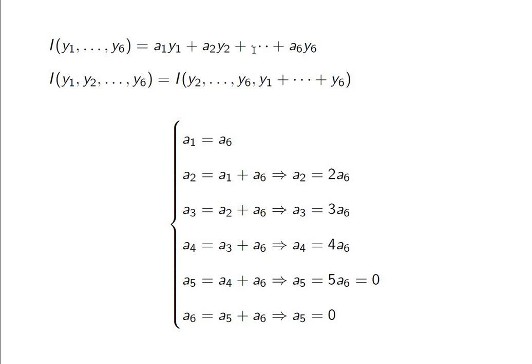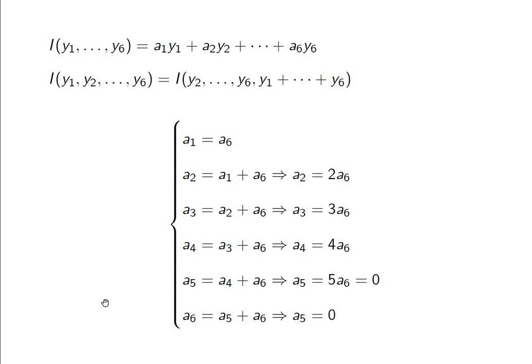a3 is the coefficient of y3. a2 plus a6 is coefficient of y3 at the bottom. a4 is coefficient of y4 on top. a3 plus a6 is coefficient of y4 at the bottom. Similar for a5. a5 would have to be a6 plus a4. a6 would have to be a5 plus a6.